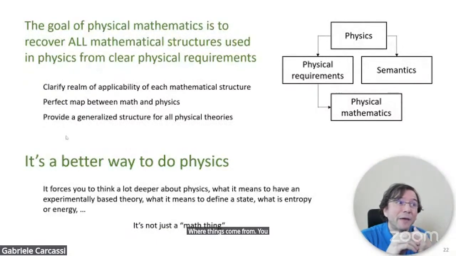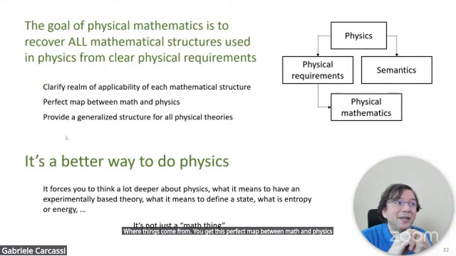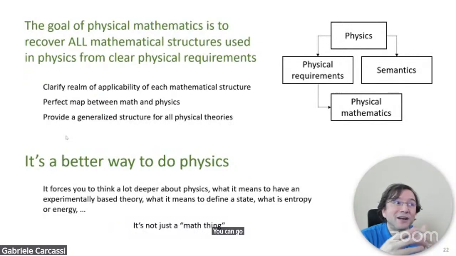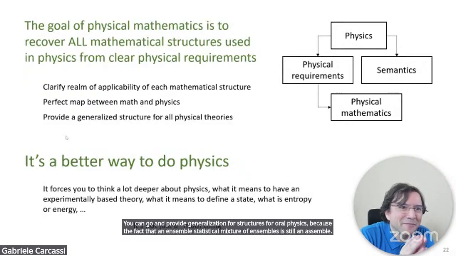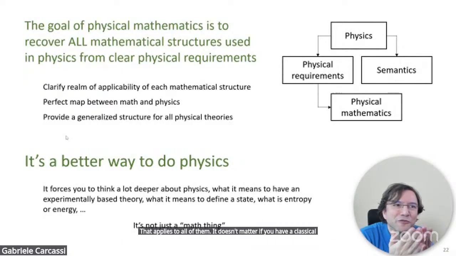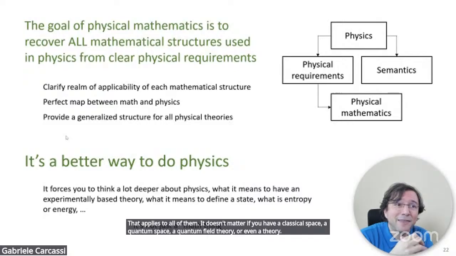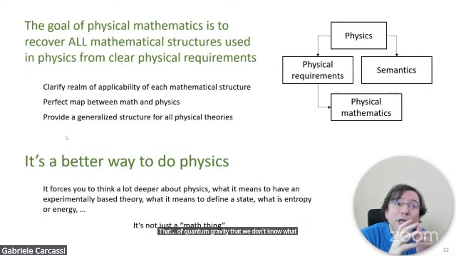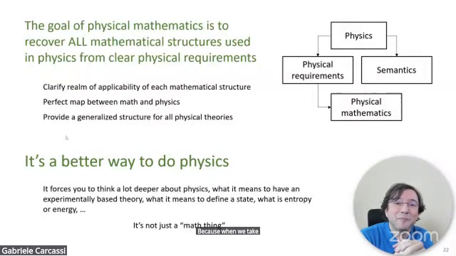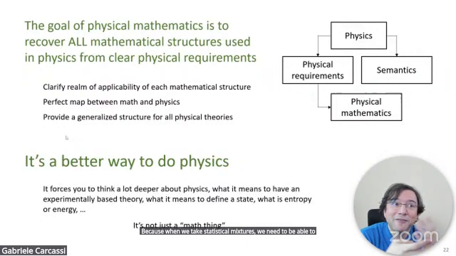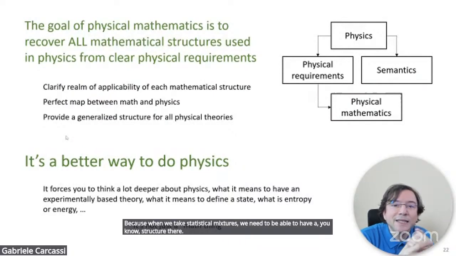You get this perfect map between math and physics, and you can go and provide generalization of structures for all of physics, because the fact that a statistical mixture of ensembles is still an ensemble applies to all of physics. It doesn't matter if you have a classical space, a quantum space, a quantum field theory, or even a theory of quantum gravity that we don't know what it is. We know already that there's going to be some linear structure in that theory, because when we take statistical mixtures, we need to be able to have a linear structure there. So to me, this is just a better way to do physics.